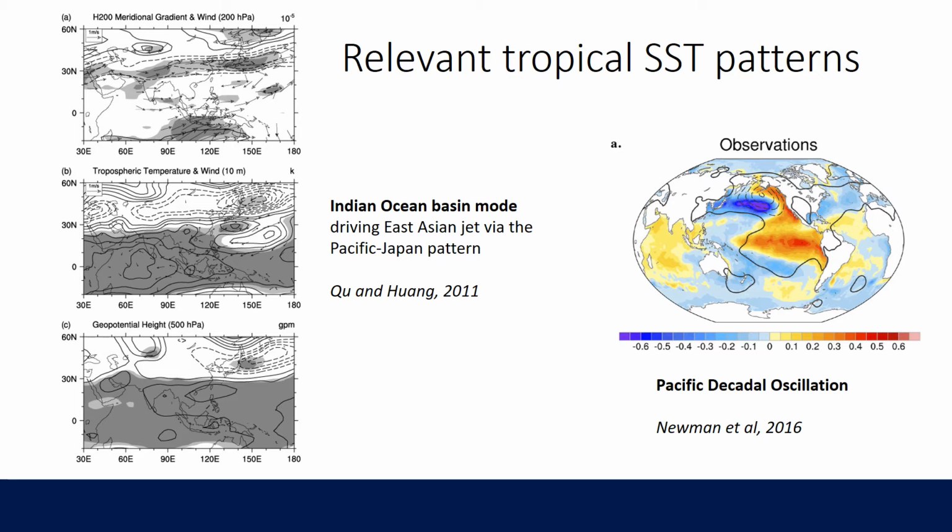So it is possible that a similar mechanism acts on longer timescales. Additionally, the Pacific Decadal Oscillation, the PDO, has a strong tropical component and is capable of affecting the jet similarly to the interannual ENSO anomalies, again via a Rossby wave.